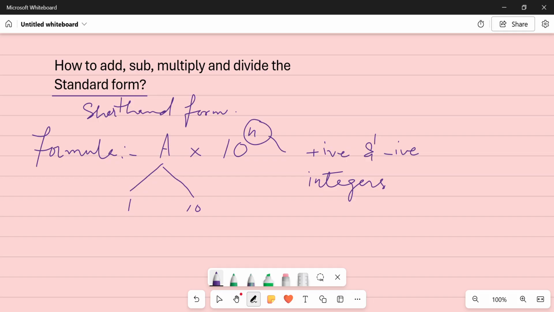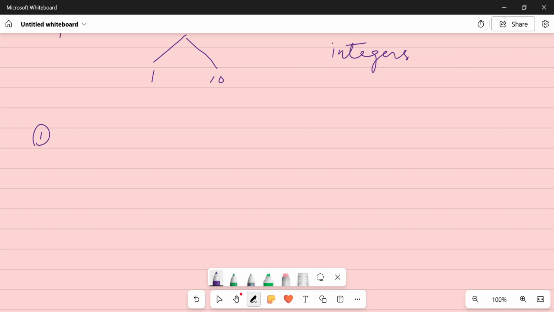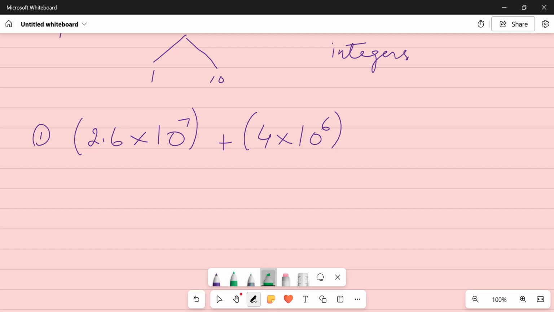let's solve this question: how to do addition in the standard form, right? So first of all, the question is 2.6 times 10 to the power 7, plus 4 times 10 to the power 6. So in this question, what we need to do here, students, is change this power, or you can say reduce this power. Reduce means that you need to bring it into 6, right?